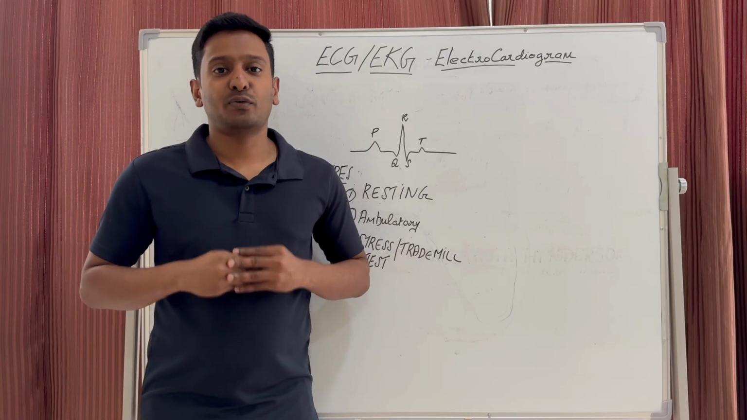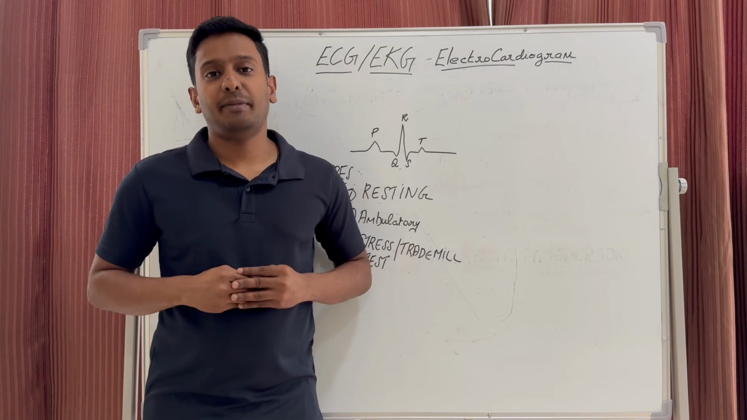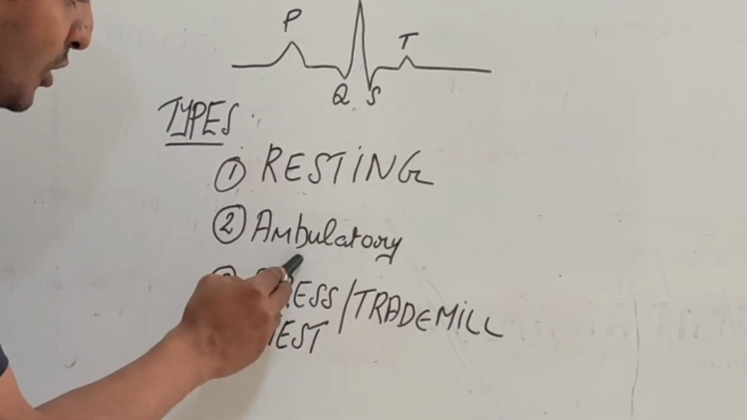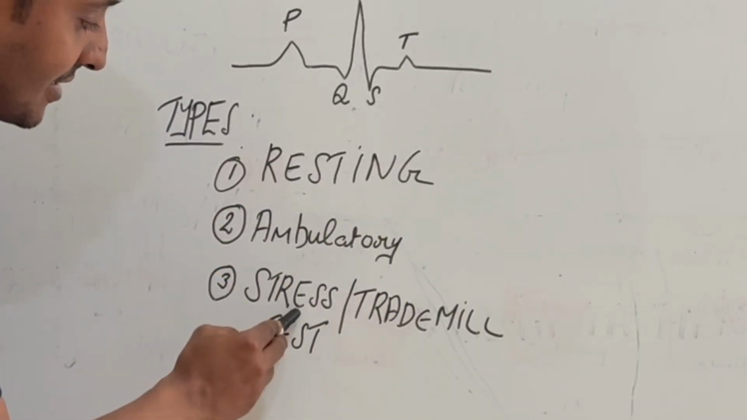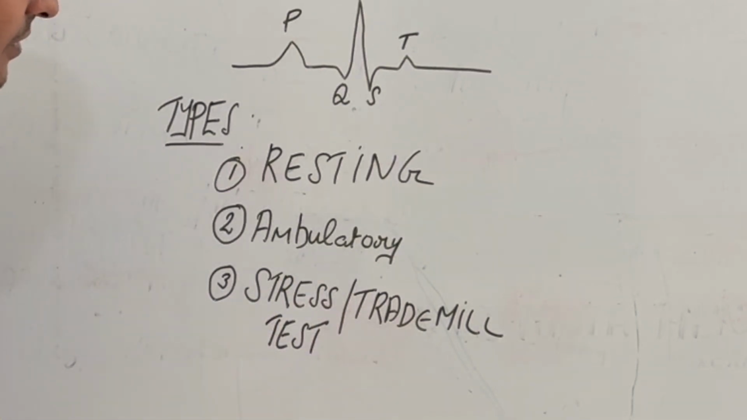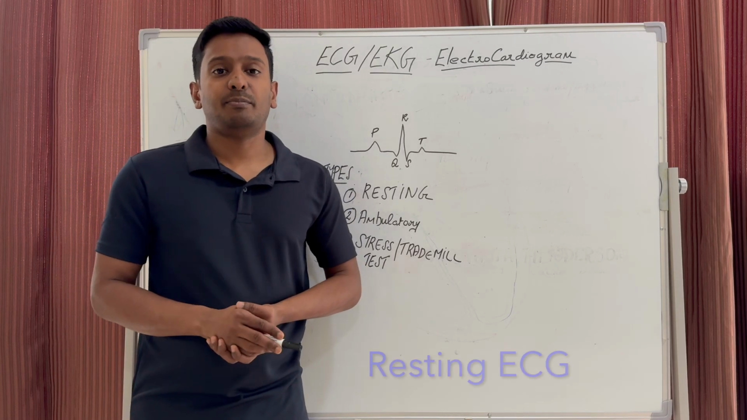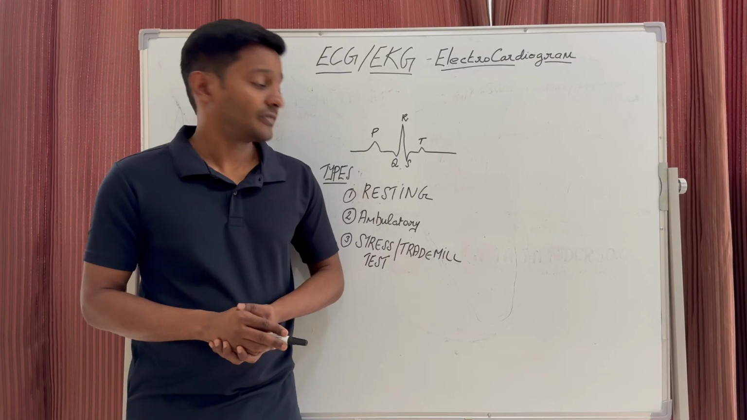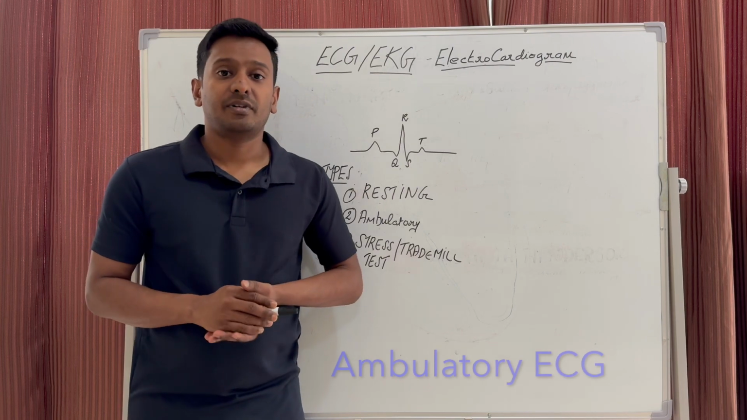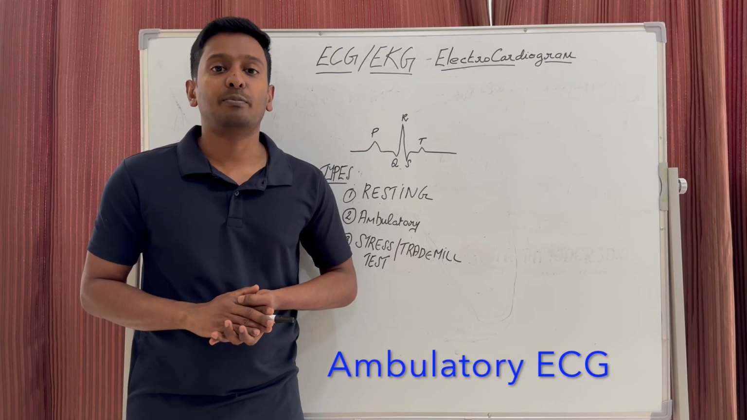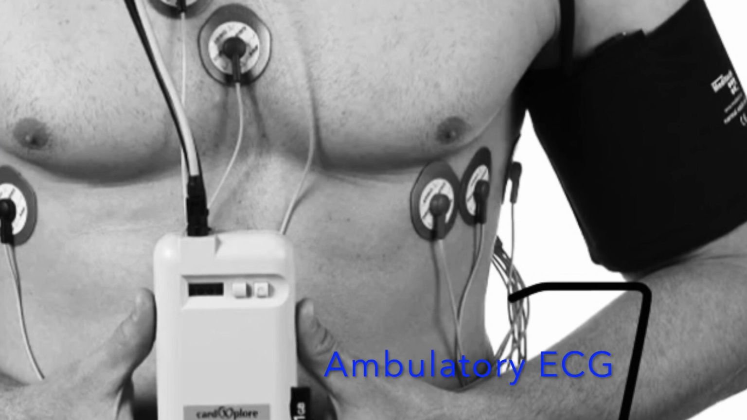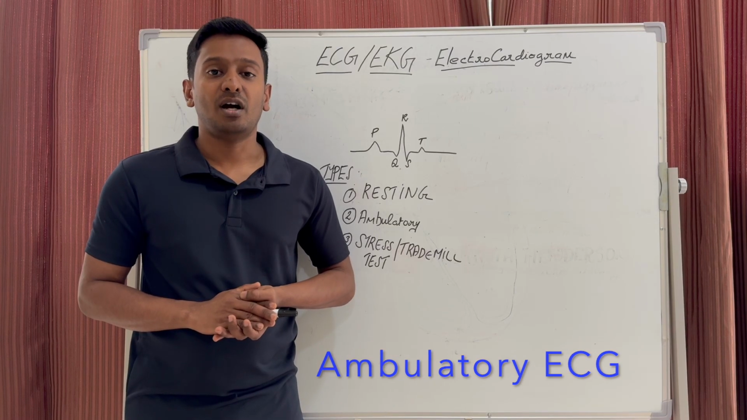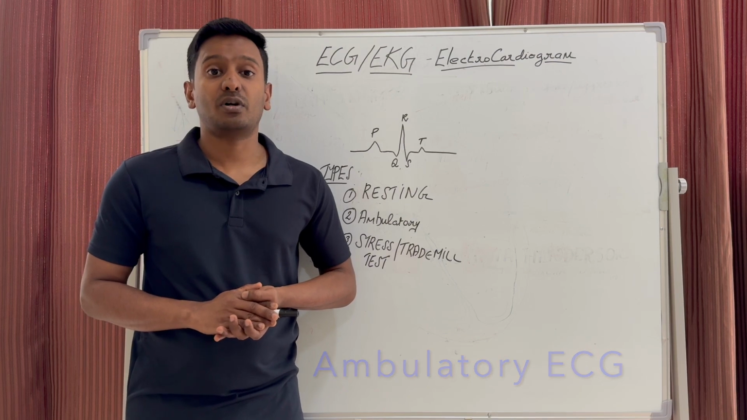Next is the types of ECG. There are three main types of ECG. First one is resting ECG, second one is ambulatory ECG, third one is stress test or treadmill test. In the resting ECG, the patient will be lying on a couch or in the bed and we will do the ECG. In the ambulatory ECG, a portable device is connected to the patient and the ECG or the cardiac rhythm will be monitored and recorded for 24 hours.